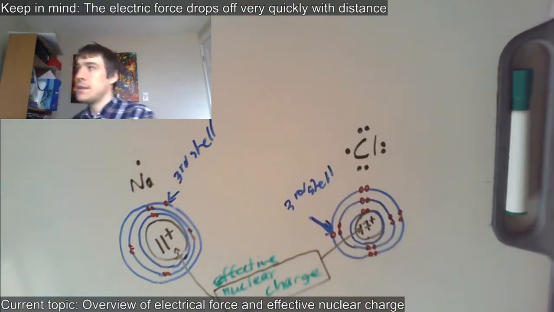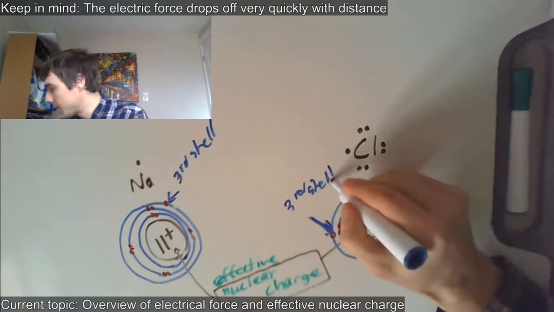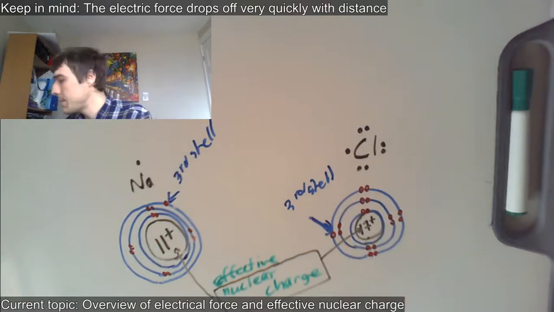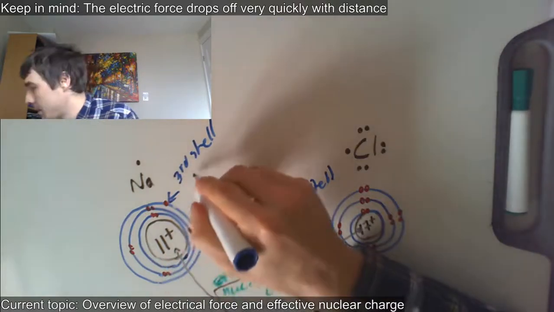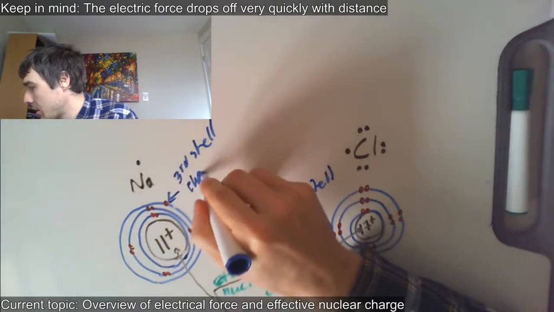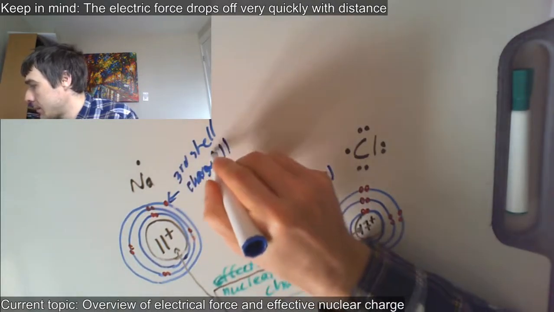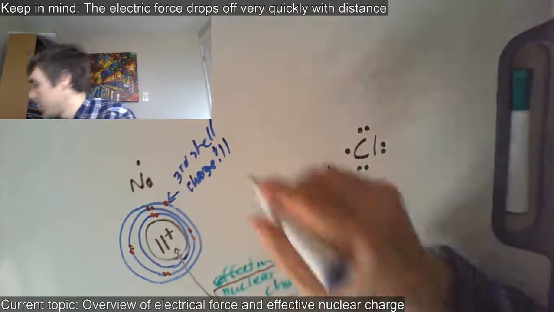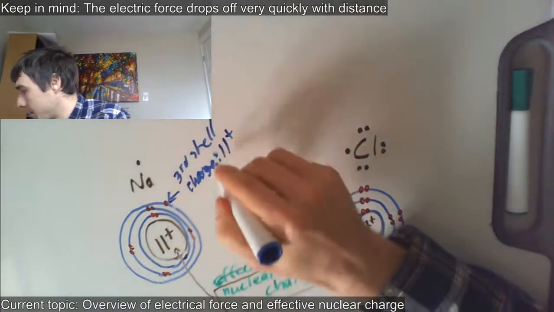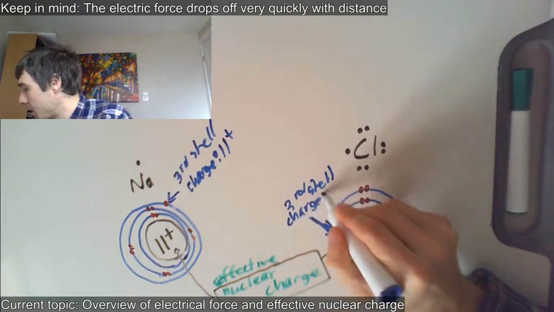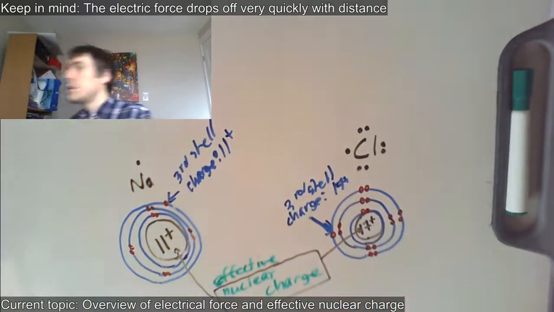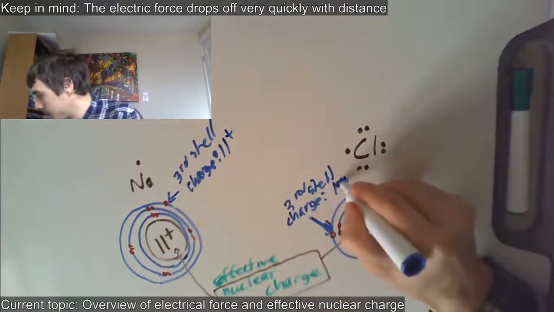So in terms of distance, they're comparable distances from the nucleus, but look at that charge, right? Third shell, but the charge is 11. You know, it's a charge of 11. This thing, the nuclear charge is 17. So 17.